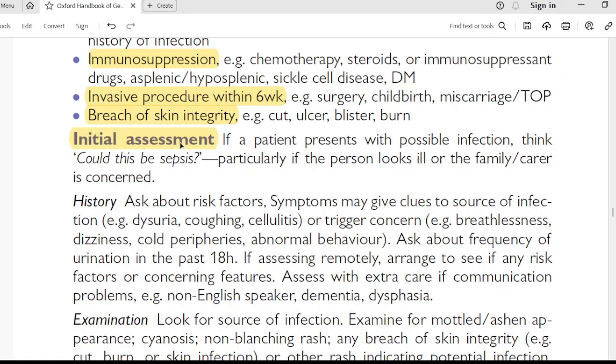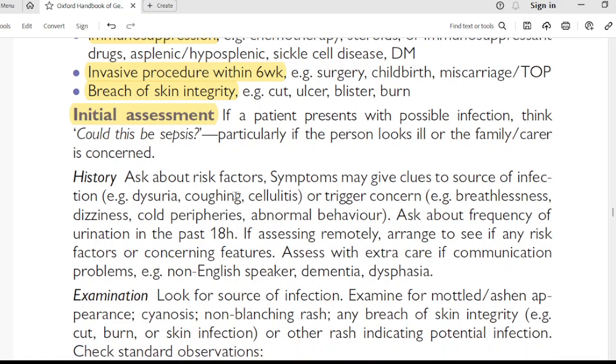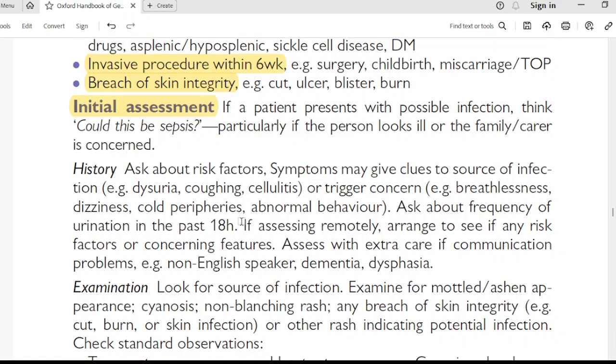Initial assessment. If a patient presents with a possible infection, think this could be sepsis, particularly if the person looks ill or a family member or carer is concerned. So whenever a patient presents with a possible infection, you should always think it is sepsis and rule out sepsis first, particularly if the person looks ill or family is concerned.